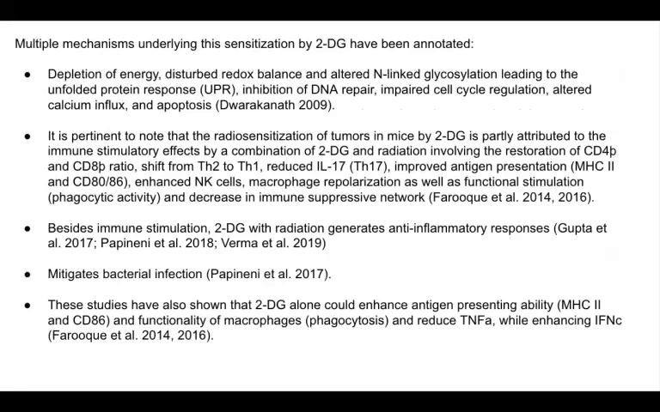It is pertinent to note that the radiosensitization of tumors in mice by 2DG is partly attributed to the immune stimulatory effects of the combination of 2DG and radiation, involving the restoration of CD4 and CD8 ratio, shift from Th2 to Th1, reduced IL-17, improved antigen presentation, enhanced NK cells, macrophage repolarization, as well as functional stimulation of phagocytic activity and decrease in the immunosuppressive network. Besides these immune effects, 2DG with radiation generates anti-inflammatory responses.